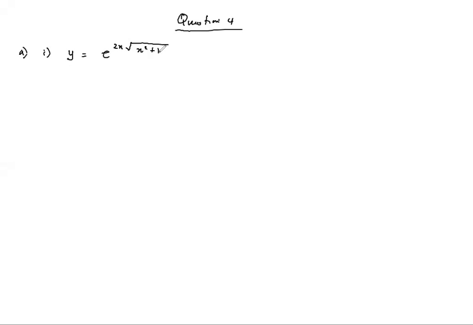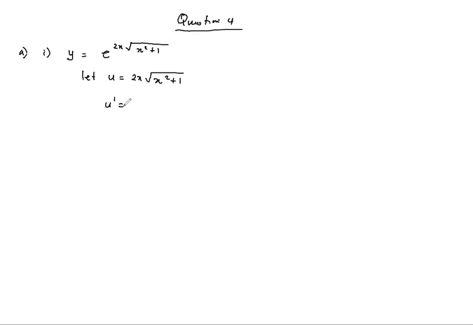This is an exponential. So for an exponential, when you're differentiating e, you let u be the power. Isn't the 2x negative? It's positive. Yeah, it's positive. Okay. Then you differentiate, so you get u prime.